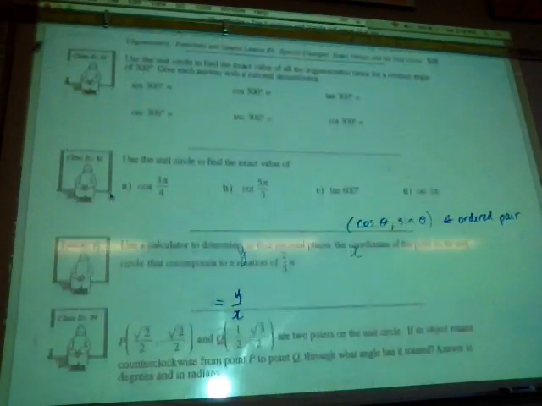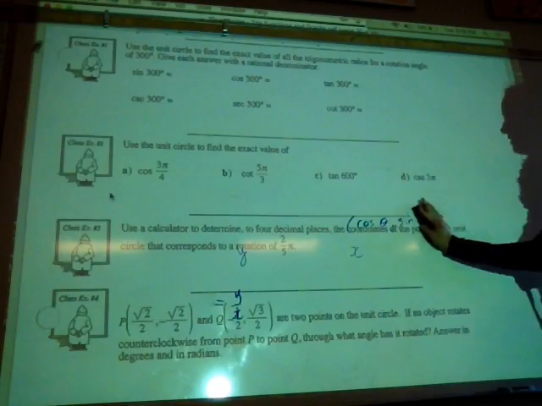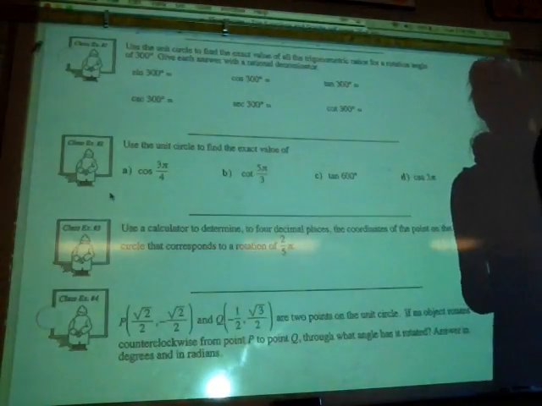So using those pieces of information, we're going to now try and figure out the value of some of these trig ratios. Okay, so use the unit circle, or we can use our special triangles to find the exact value of the trig ratios for a rotation angle of 300 degrees. And it says, give each answer with a rational denominator. So that means that we can't have a radical in the denominator, okay?